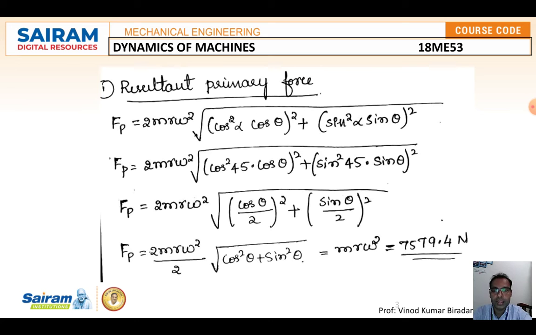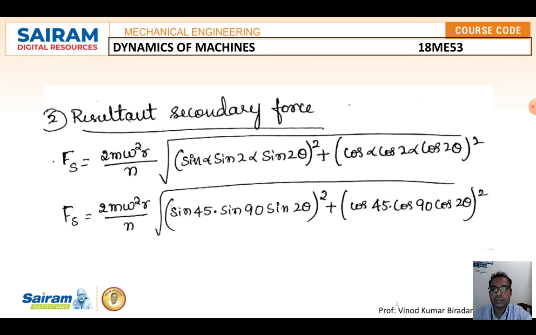So the primary force is m r omega square divided by 2 times the square root of cos square theta plus sin square theta, if you take the 2 common outside. The remaining is m into r into omega square. If you substitute all the values of m, r and omega, you get 7579.4 Newton. This is the resultant primary force induced in the V engine.